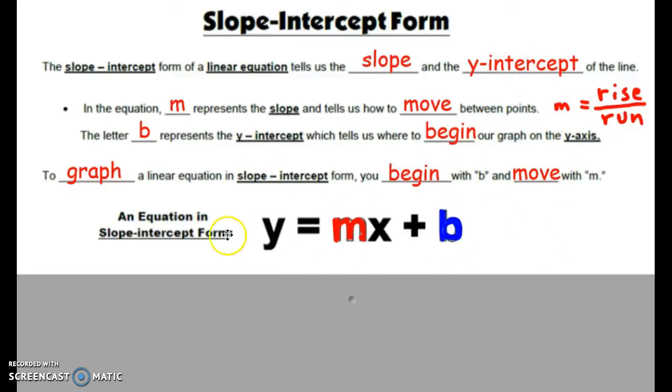So please color code your formula like we did with our notes the other day. m is your slope, b is your y-intercept, and you will find these values in your slope-intercept form equations that we're practicing today.